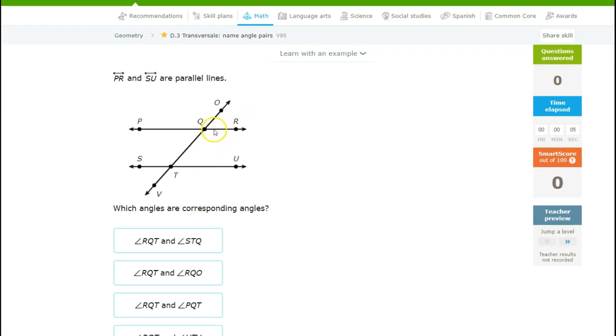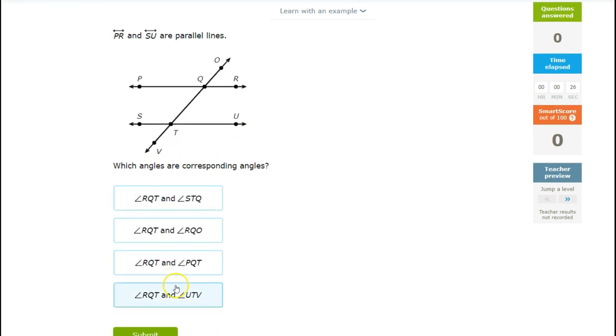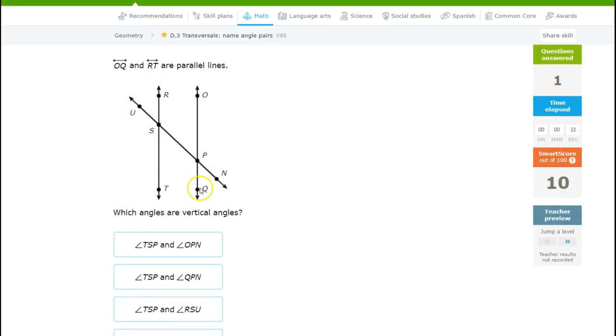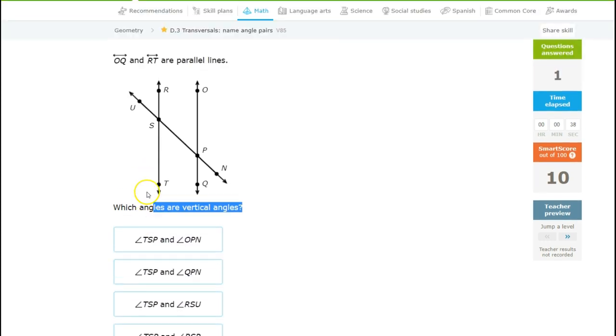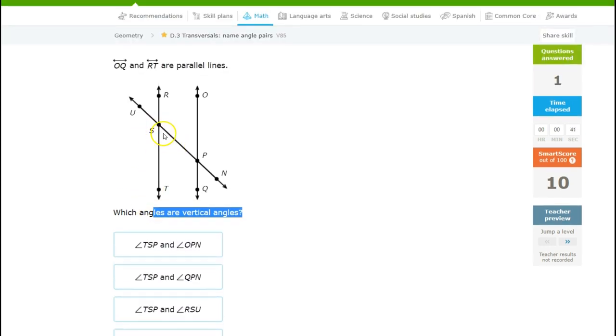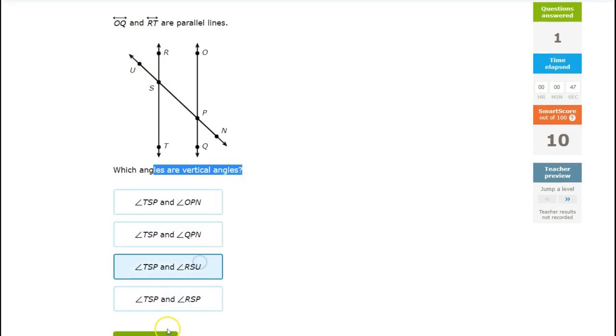So which angles are corresponding angles? It doesn't even matter that they're parallel. We could still call them corresponding without being parallel. So we've got RQT. The only angle it corresponds with is this one down here, VTU, and it's not that one, okay? RQT, again, it's not the UTV. This is the UTV. It's the only one that corresponds with RQT. Okay, and which ones are vertical angles? Now there's lots of options. So TSP is the first choice in all of these. So we got TSP. The only vertical angle to this is USR, RSU. Okay, RSU, there it is.